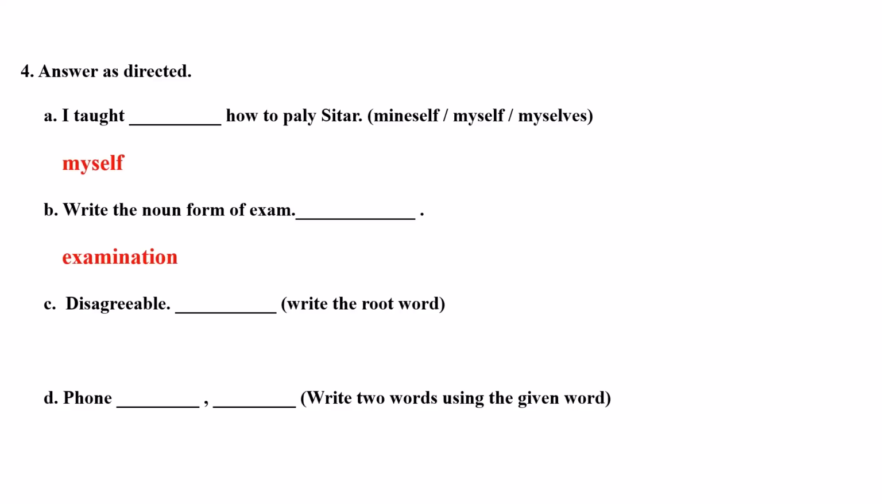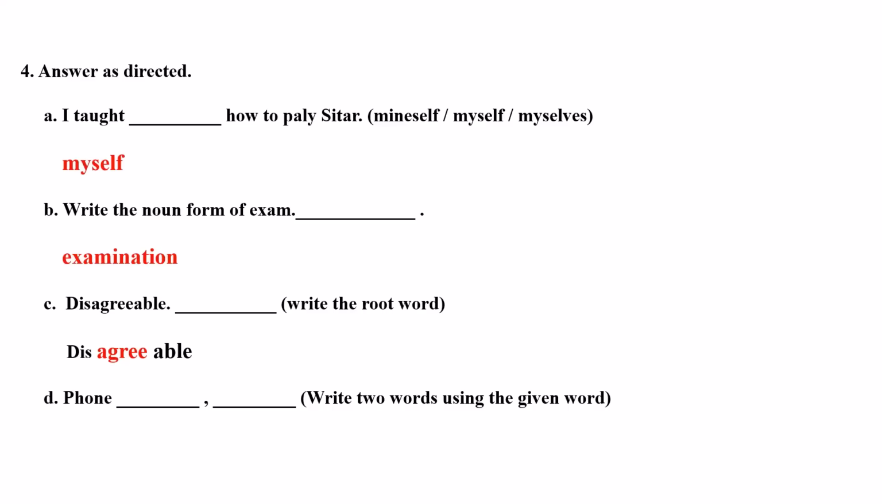Examination. Disagreeable. Write the root word. Again, root word divided into three parts. You will get the root word, and the root word is agree. Dis is the prefix, able is the suffix, agree is the root word.